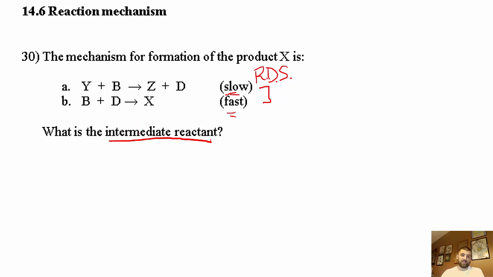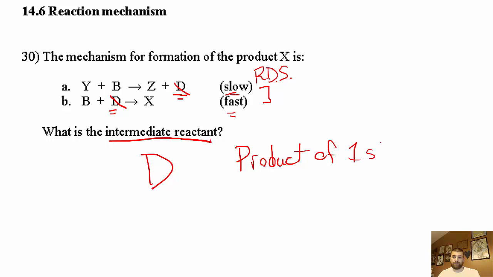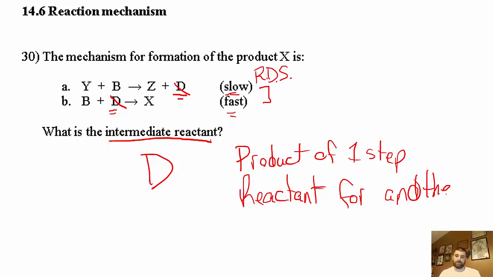So an intermediate is just there in the in-between steps. So it's made in one step and used up in another step. So if we take a look here, first reaction is making D. But then in the second reaction, D is being used up. So because it's on the left side and on the right side, we know that that is our intermediate. So it's the product of one step, and then it's the reactant for another one. All right, so that's pretty much how you can tell what an intermediate is.